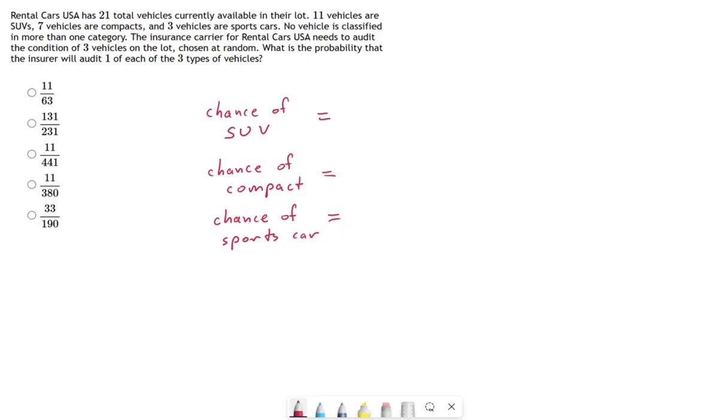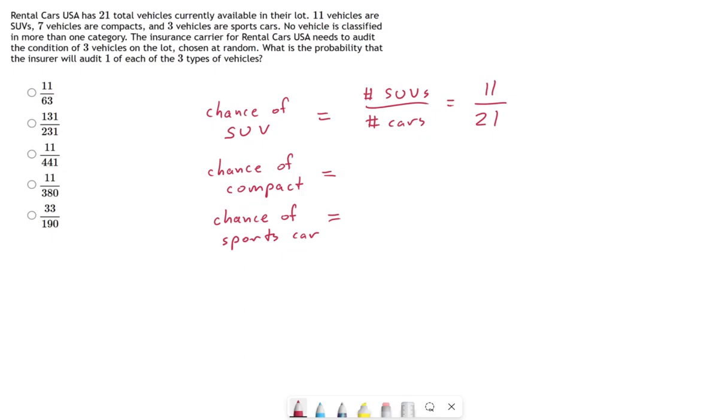So what that would be is me saying how many SUVs are there. This is going to be the number of SUVs divided by the total number of cars. In other words, the chance of success divided by the total number of chances. There are 11 SUVs and there are 21 cars. So if you just go onto a lot, the chance of you picking an SUV is 11 out of 21.